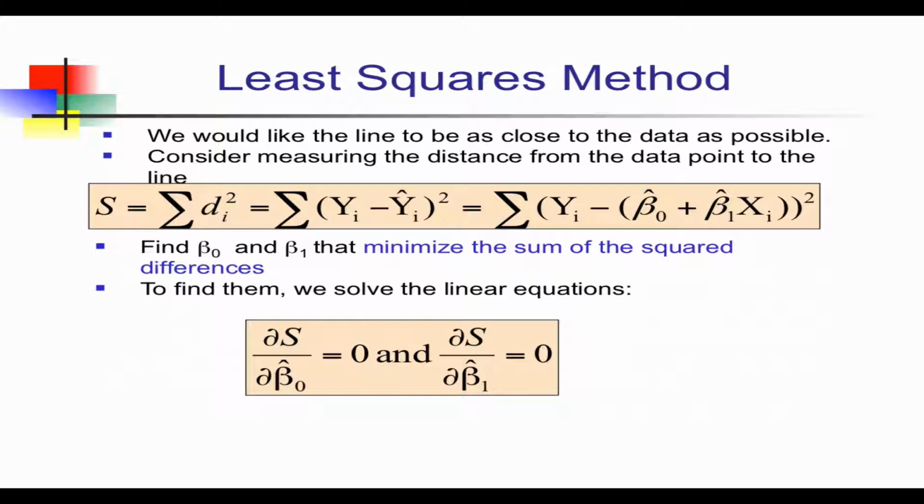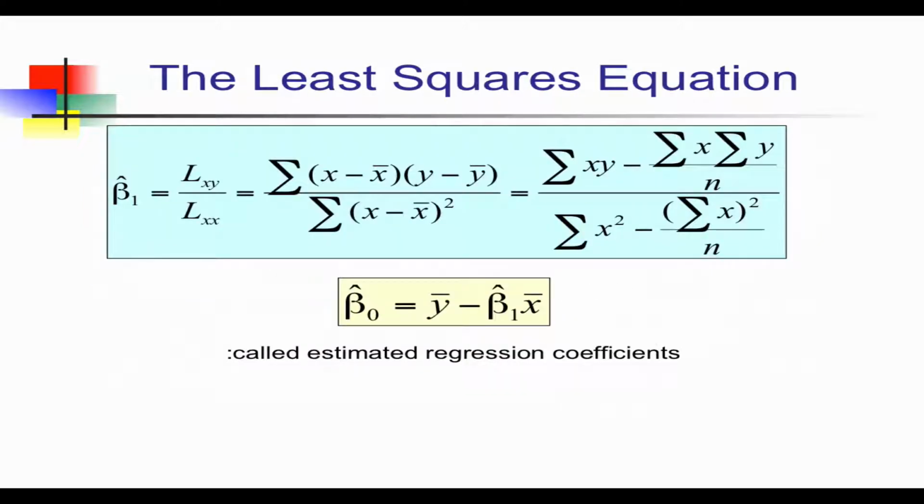After you do this minimization, what you get is that beta 1 hat is in this formula, typically written as Lxy divided by Lxx. Lxy is just a symbol representing the sum of xi minus x bar multiplied by yi minus y bar. And Lxx would be just the total summation of xi minus x bar squared. So it's a ratio between those two terms.